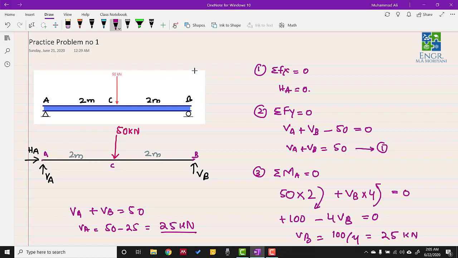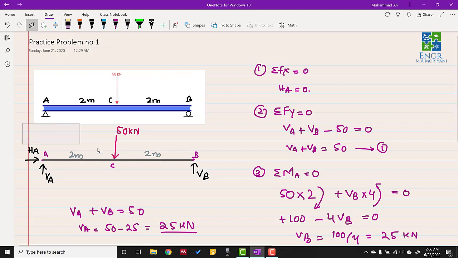Now this is a general conceptual point as well. We can also see that because we have the 50 kilonewton force acting exactly in the middle, we can estimate from that that half of the load will be transferred to point A and half of the load will be transferred to point B. So from that we could also have judged that the reaction at point A will be 25 kilonewton and the reaction at point B will also be 25 kilonewton.